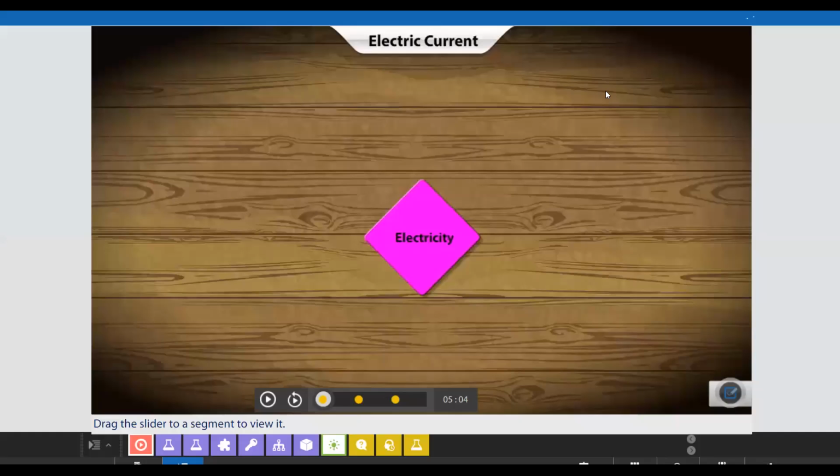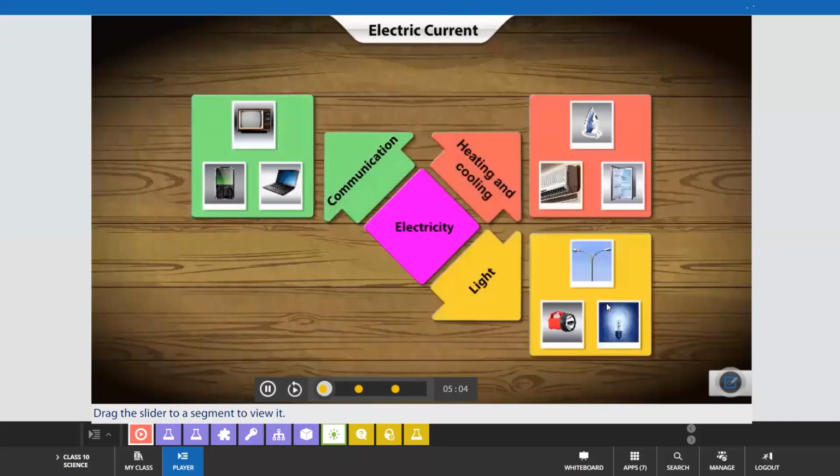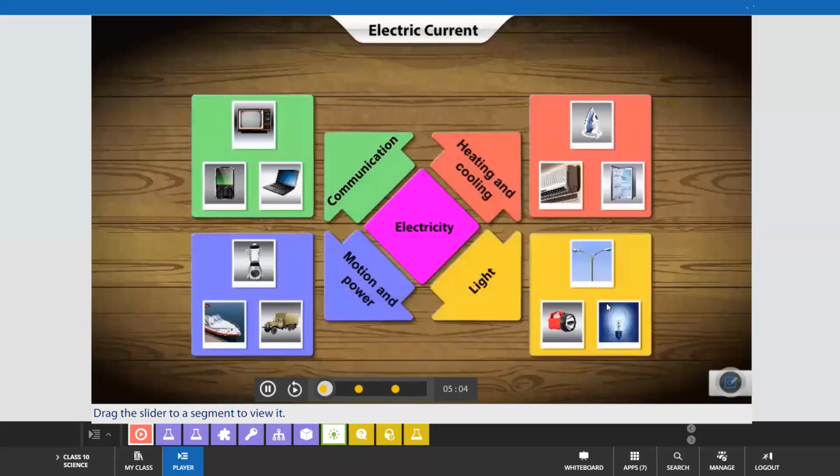So let us move with the smart class presentation of this chapter, electricity, and revise all the concepts that we have taught in the previous classes. An integral part of our lives. This is because it can be used anywhere and everywhere and for various purposes.